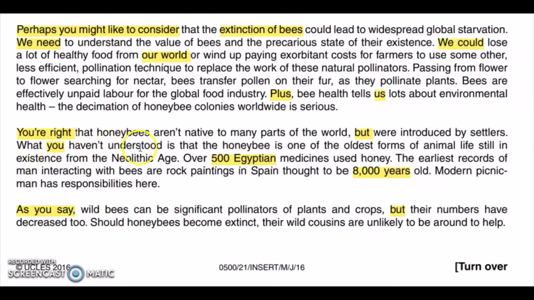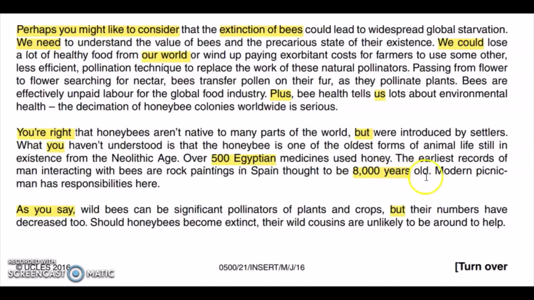What you haven't understood is that the honeybee is one of the oldest forms of animal life still in existence from the Neolithic age. Over 500 Egyptian medicines use honey. Now, the same point here: use of numbers. Use of numbers shows the statistics, or shows how knowledgeable you are, or how much research you have done. The earliest records of man interacting with bees are rock paintings in Spain, thought to be 8,000 years old.